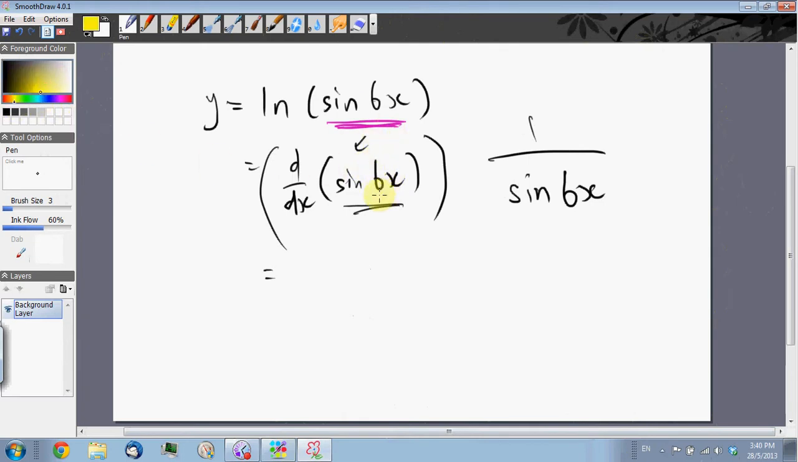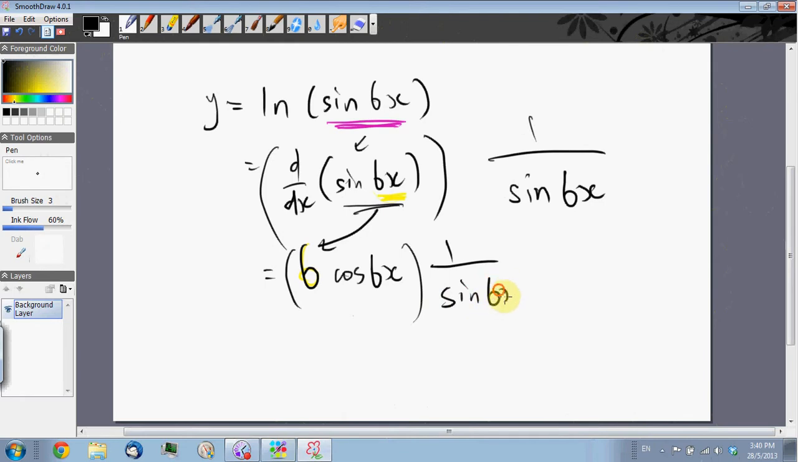Now use another one. There's another function here, which is sine of 6x. So bring the differential of this out first, so you get 6. Then change the sine to cosine, and now you get it already. 1 over sine 6x equals 6 cos 6x over sine 6x, giving you 6 cotangent of 6x. So this is basically how you do a ln kind of thing.